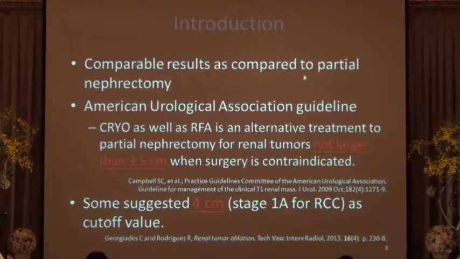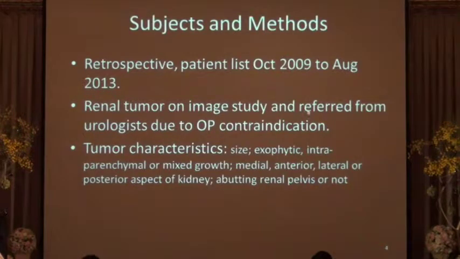And the American Urological Association guidelines say that cryoablation as well as radiofrequency ablation is an alternative treatment to partial nephrectomy for renal tumors not larger than 3.5 centimeters when surgery is contraindicated. And some papers suggest 4 centimeters as cutoff value, and 4 centimeters is stage 1A for renal cell carcinoma.